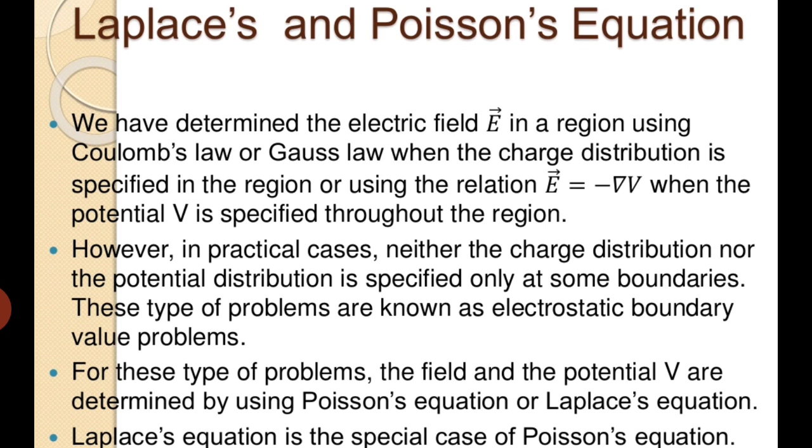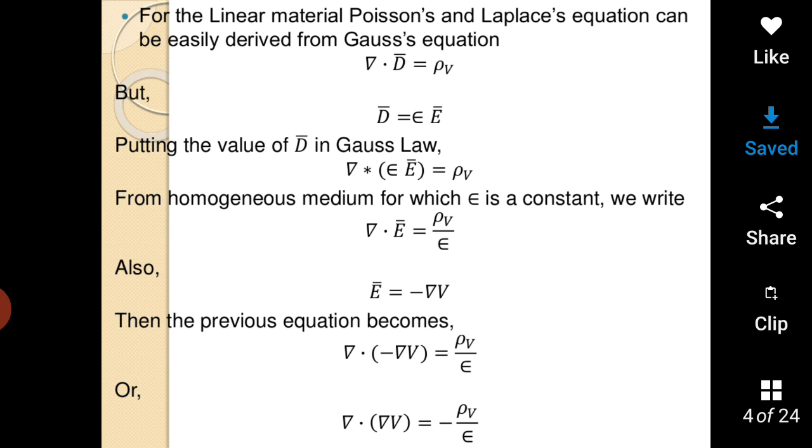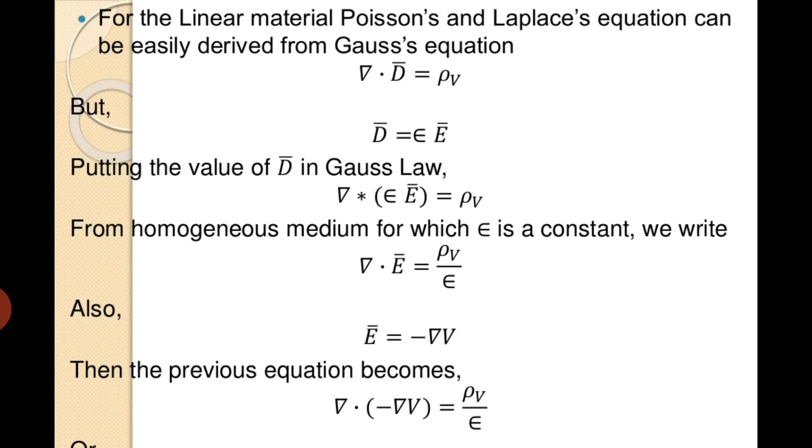Why do we need Laplace and Poisson's equation? Because of boundary value problems we need the Laplace and Poisson's equations, right? Now let us consider a linear material. Poisson's equation and Laplace equation can easily be derived from Gauss equation, that is del dot D is equal to rho V. But what is D? D is nothing but epsilon E.